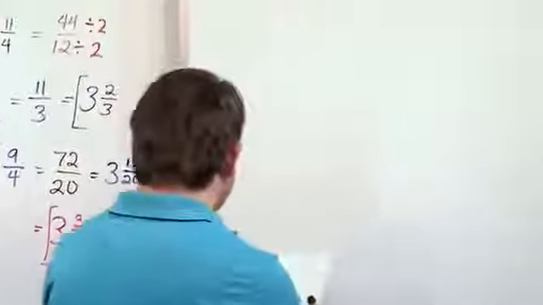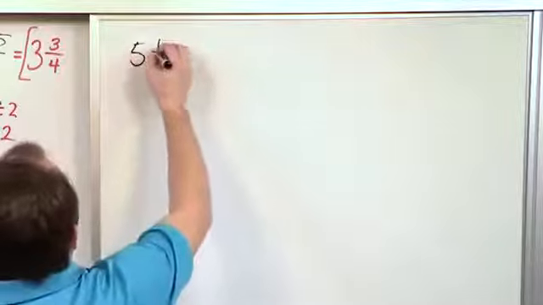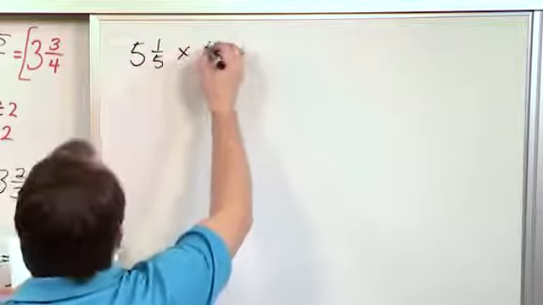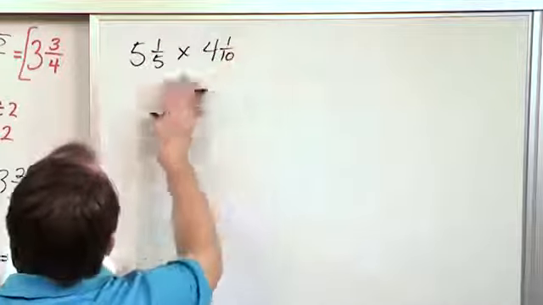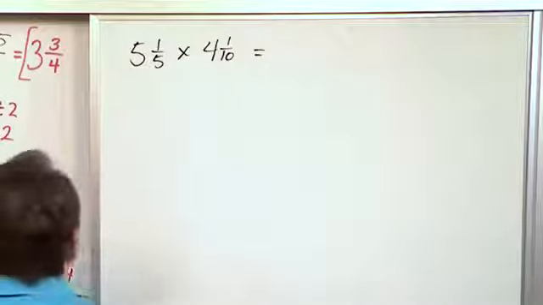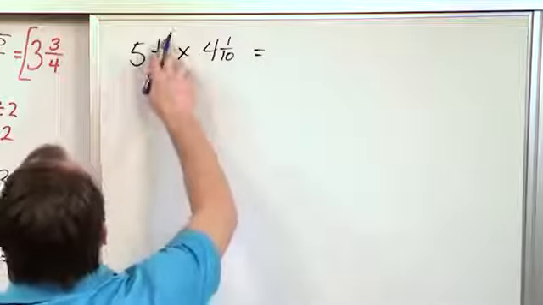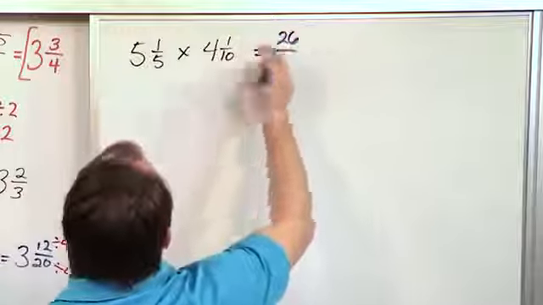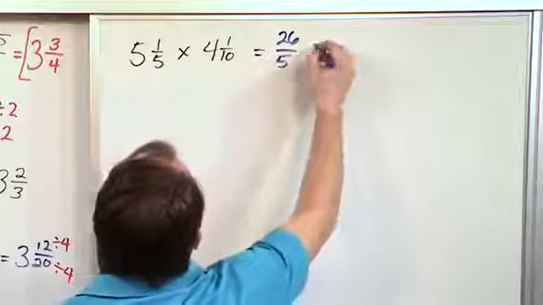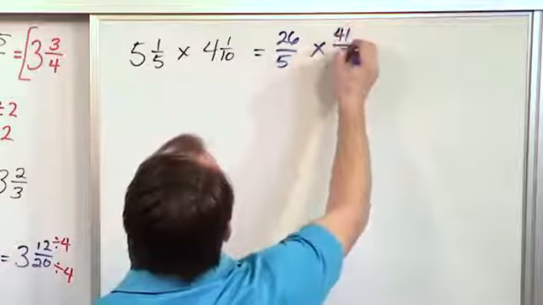All right? Now, let's do one that has slightly bigger numbers. What if we have 5 and 1/5, and I'm multiplying by 4 and 1/10? Now, these don't look like particularly big numbers, but watch what happens when we convert from mixed into improper. 5 times 5 is 25, plus 1 is 26, over the 5 from here. And this guy, 10 times 4 is 40, plus 1 gives me 41 over 10.